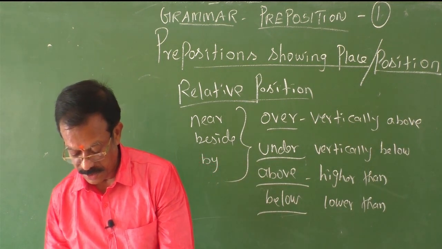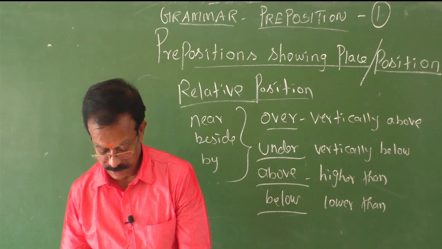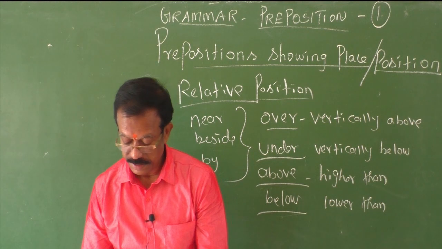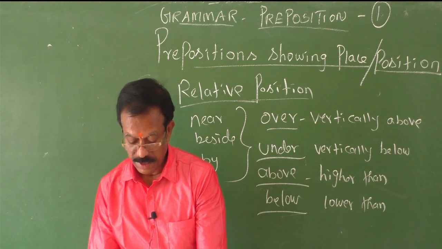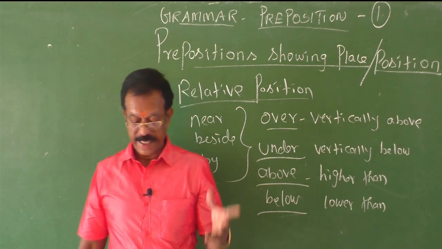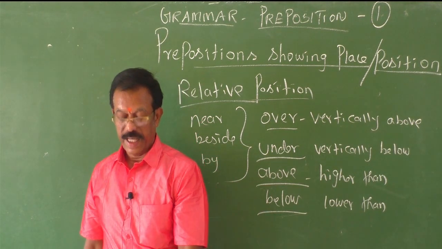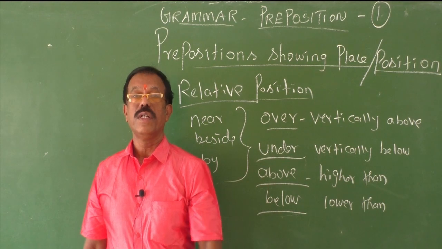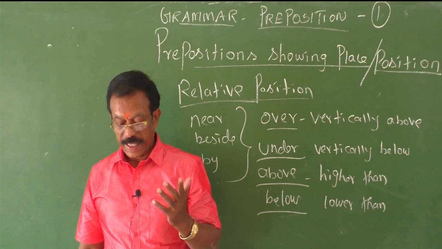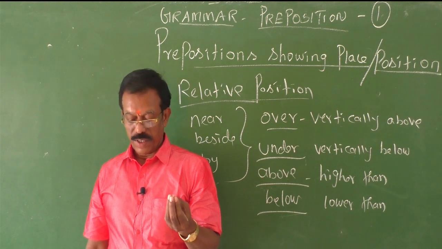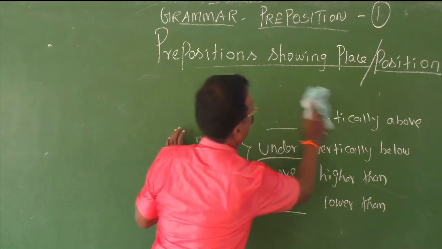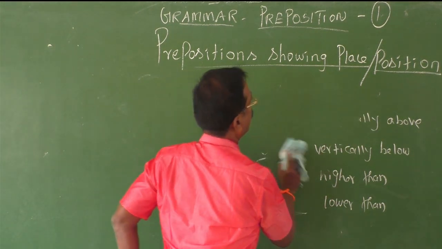Let me draw some pictures on the board. See, prepositions showing direction, prepositions showing the places. At is used before small towns and villages. He was born at Melur. And then in is used before countries. Let me sum it up. Prepositions showing place and position.